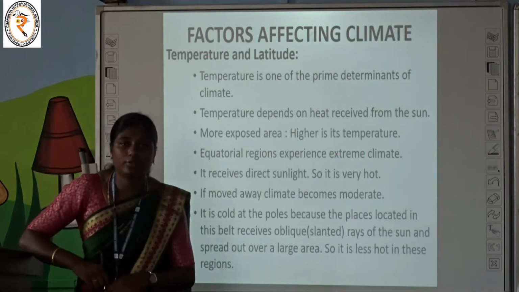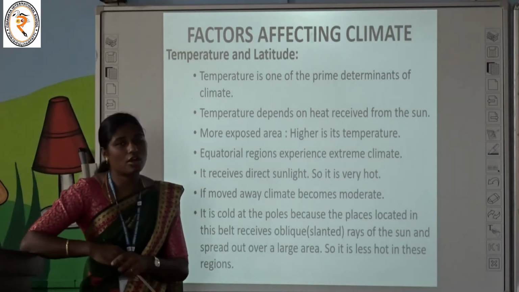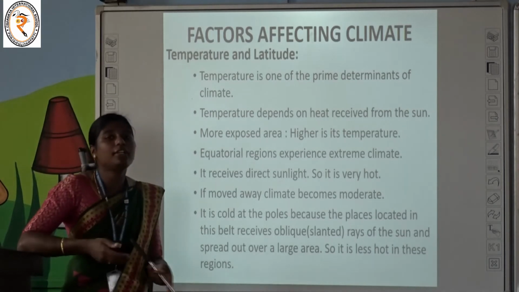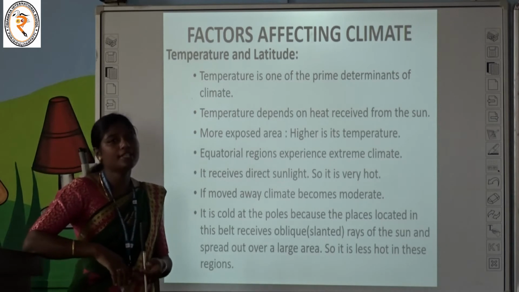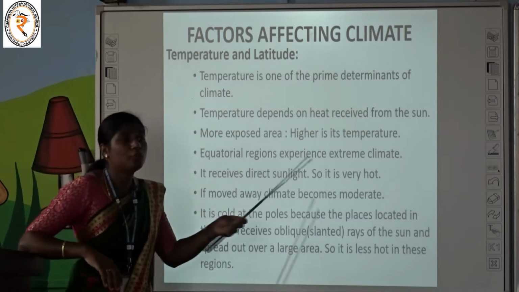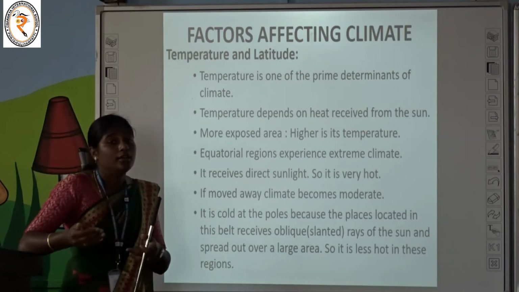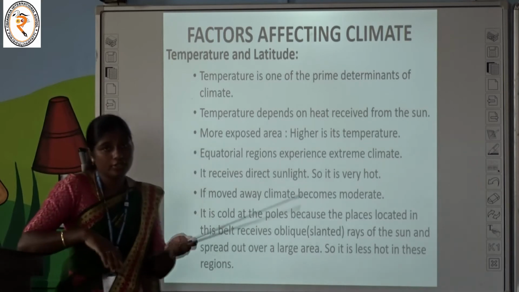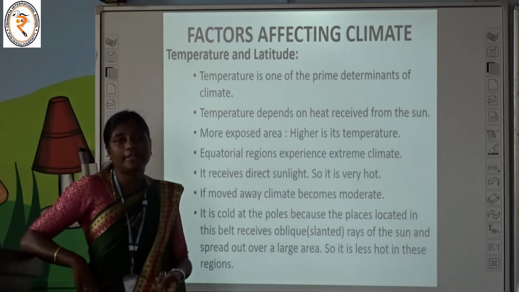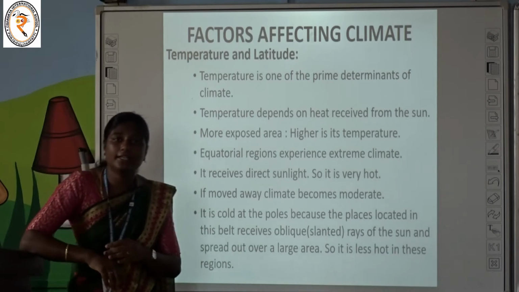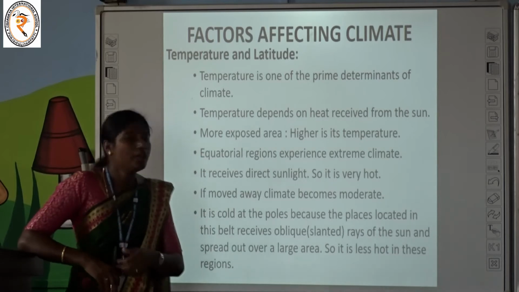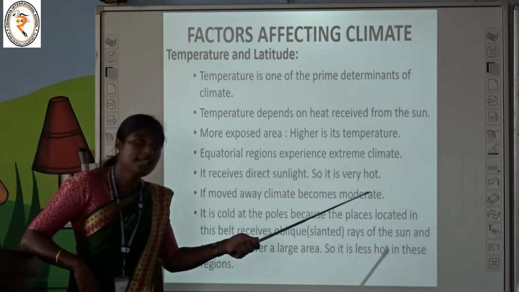So the equatorial zone, the equator, is the center line which is drawn from east to west. The equatorial zone will get more and more heat from the sun because the sunlight falls straight on the equatorial zone. The more exposed area gets more heat and therefore higher temperature. And equatorial regions experience extreme climate. I'll show you which is the equatorial zone, which is the temperate zone and which is the frigid zone.